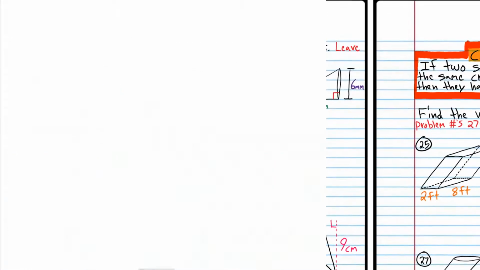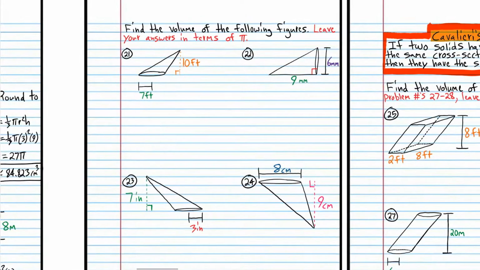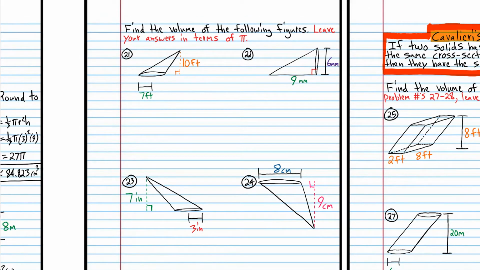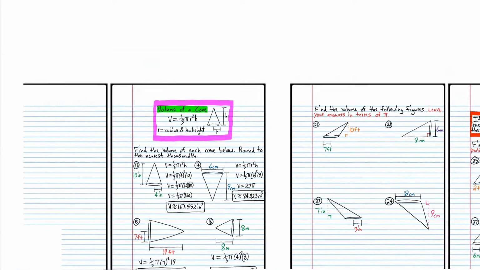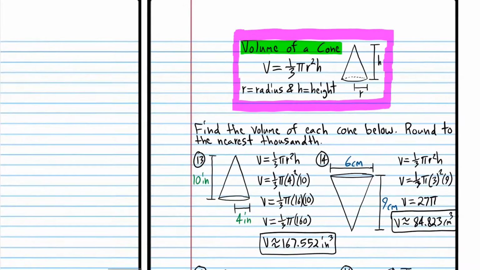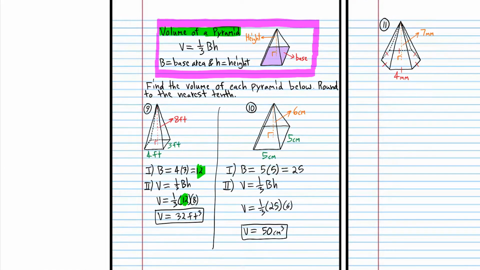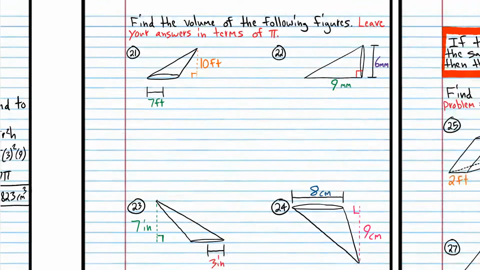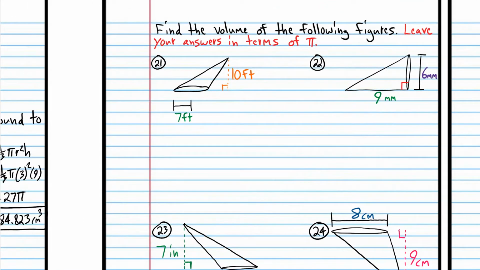Find the volume of the following figures. Now we have cones. These are cones, but they're not symmetric cones. They're cones going off to the side. But again, this formula for a cone still works even if it's a cone going off to the side, just like this pyramid formula worked for pyramids that are going off to the side. So just be aware of that. So we're going to demonstrate now that the formulas work for these cones also.